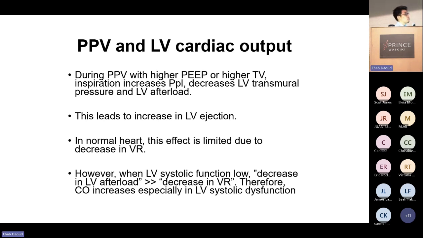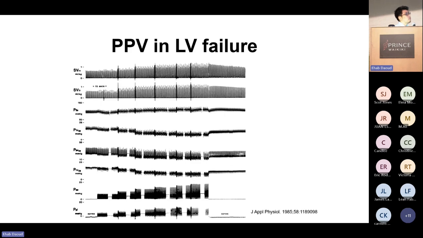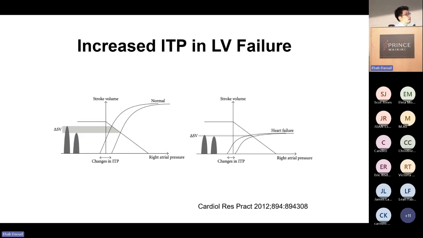Okay, going back to the curve. Again, stroke volume drops with positive pressure ventilation, and then afterload is reduced. So positive pressure ventilation is going to actually drop the cardiac output in the normal heart. However, even though stroke volume goes down a little bit, afterload reduction is a way bigger effect in heart failure. So actually cardiac output increases in the heart failure population.